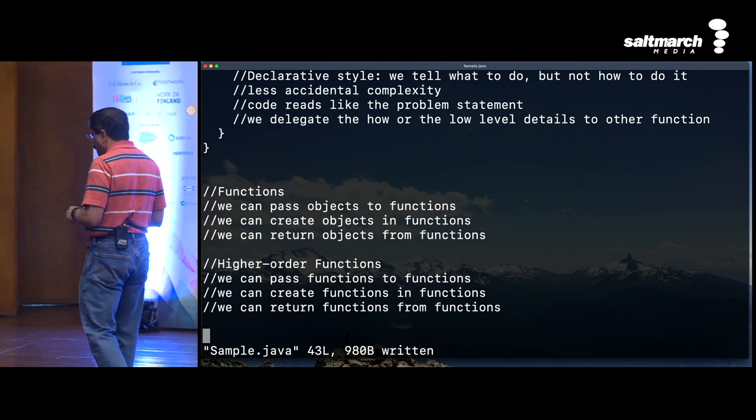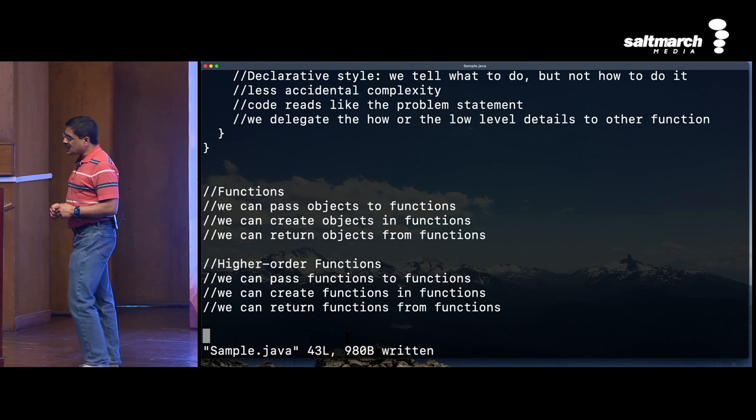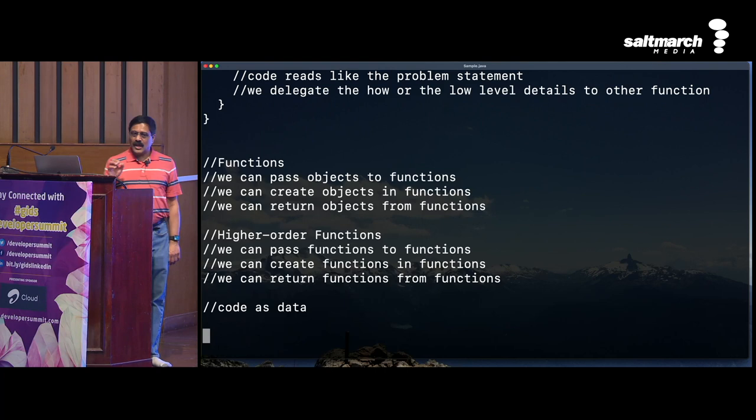But when you write functions, you can think about the ability not to just pass data to functions, but to be able to pass functions to functions. This is where people often call this code as data, meaning just like how you can pass data around, you can pass code around as well.